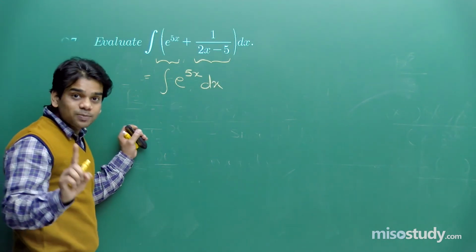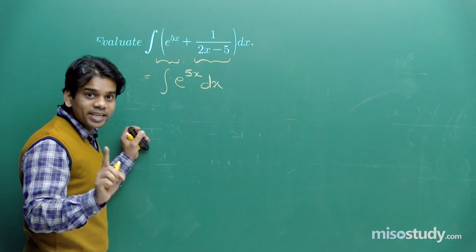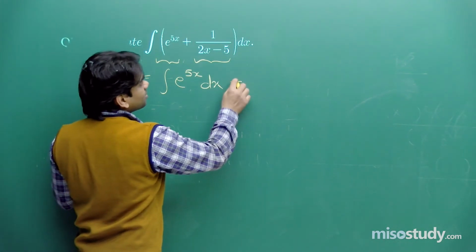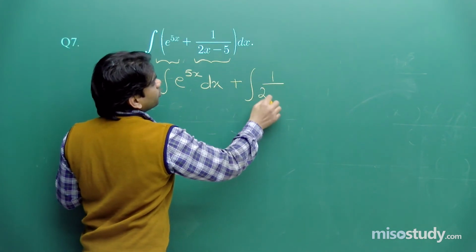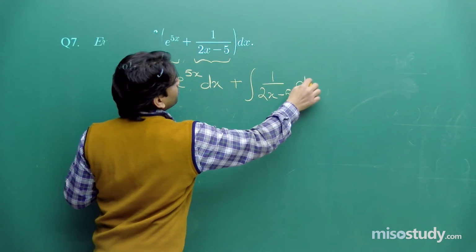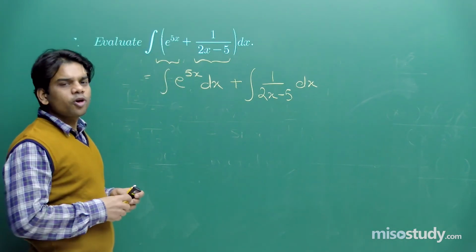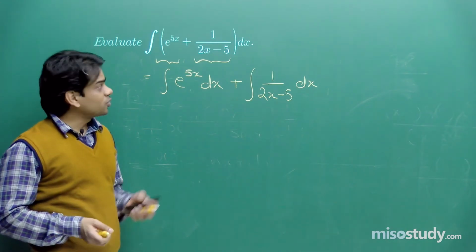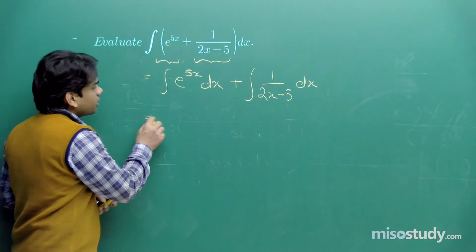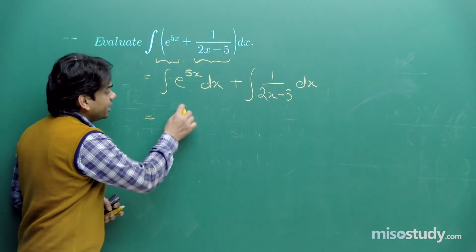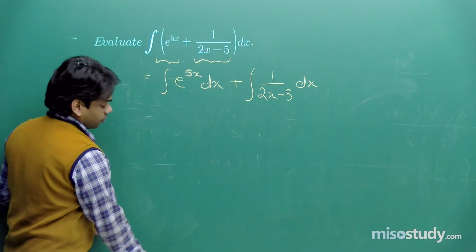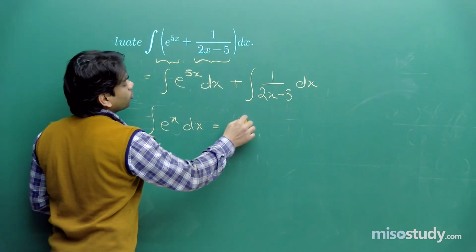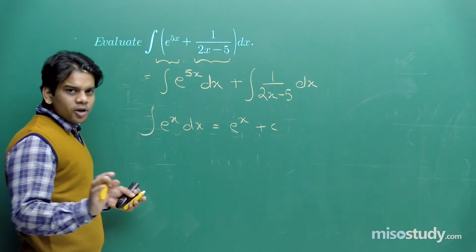And yes, in the last problem also, write the constant in addition with the entire result. I have not mentioned it, but you should mention that. Plus integration of 1 upon 2x minus 5 dx. Go ahead, perform the integration. Now see here, for e to the power 5x, we know integration of e to the power x dx is equal to e to the power x plus constant. Not a problem, quite simple.